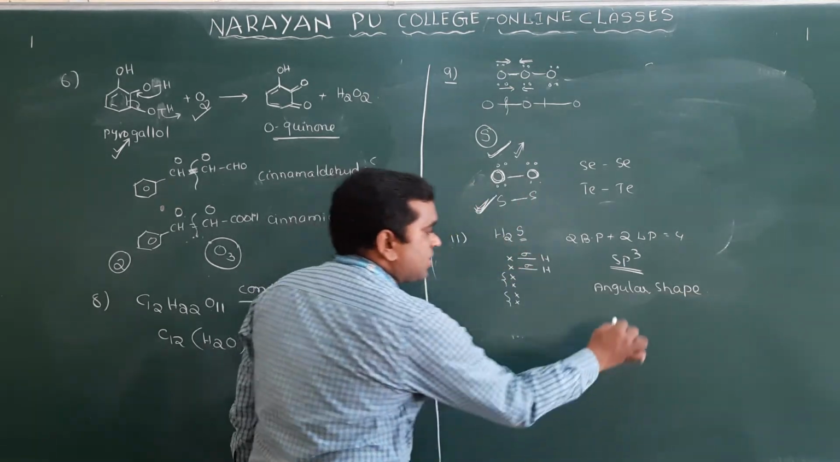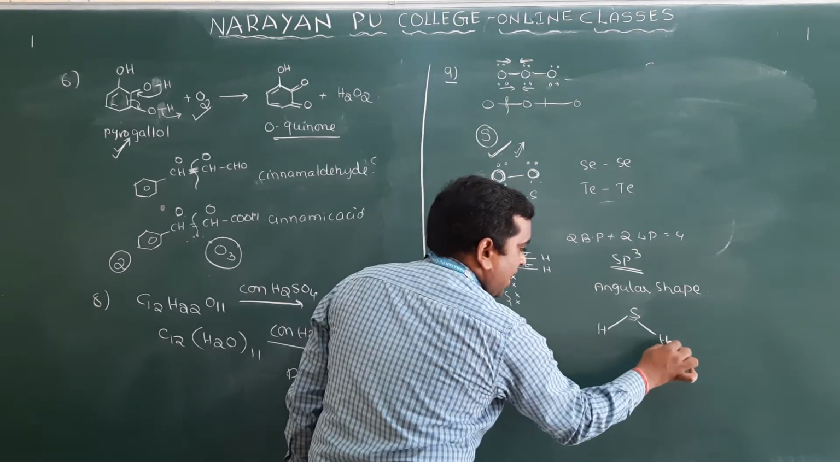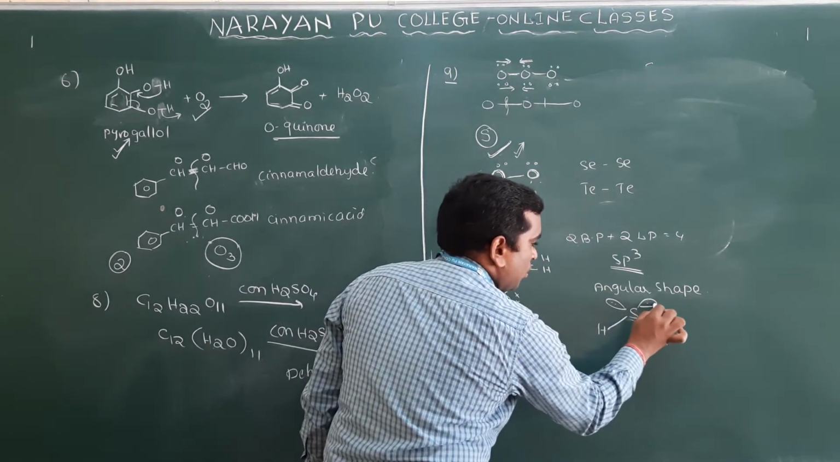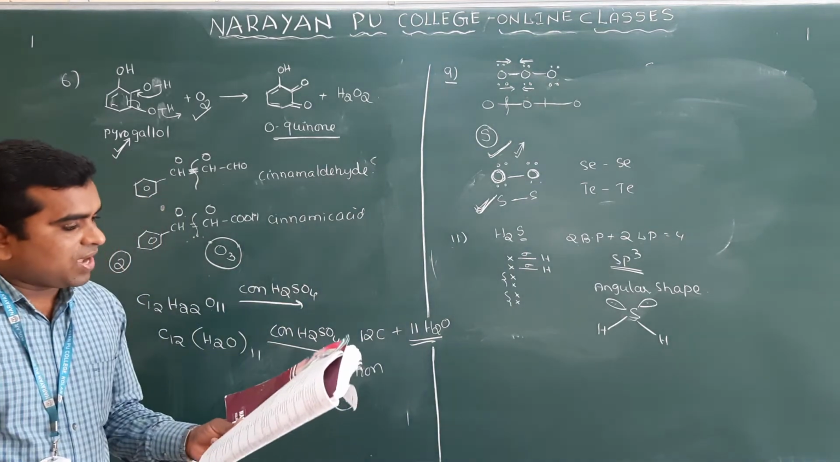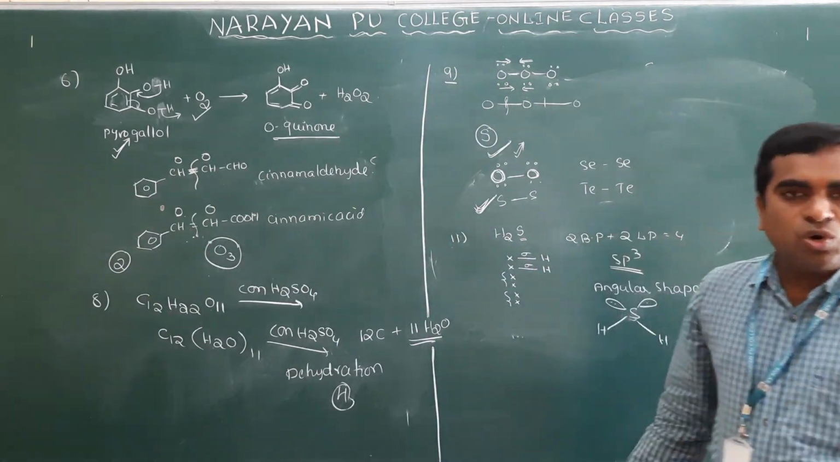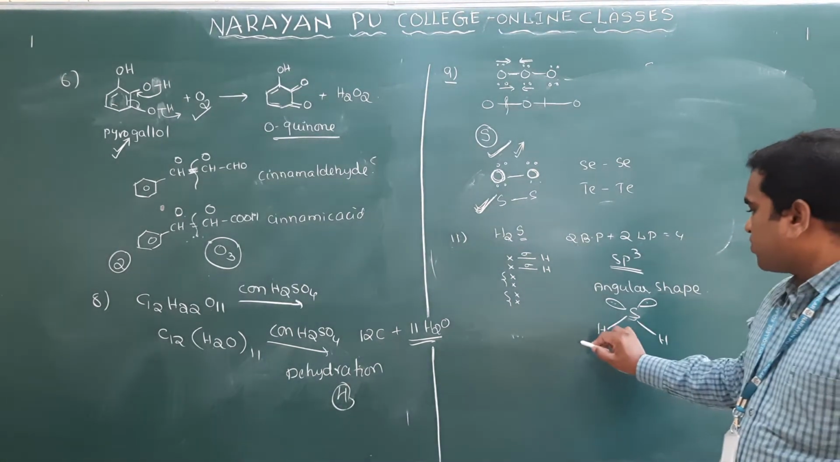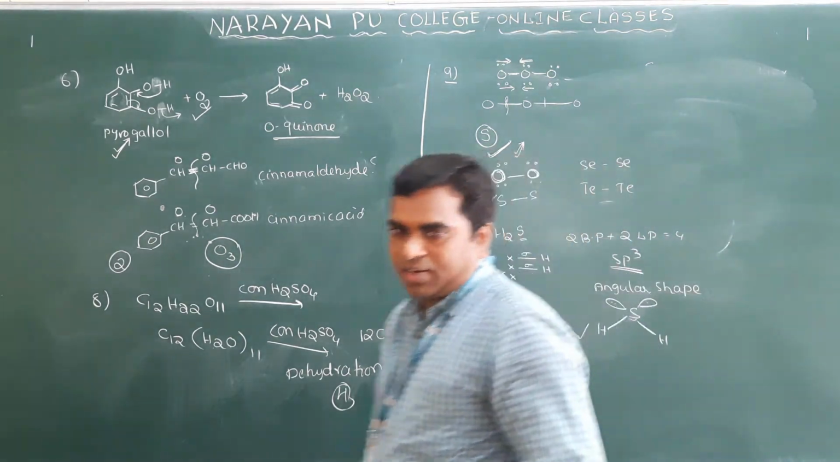Bent shape. So what is the shape here? In H2S, H and H are at an angle, and there will be 2 lone pairs of electrons. So that's why it has an angular shape, and is it having zero dipole moment? No, it won't have zero dipole moment. So the first option is correct.